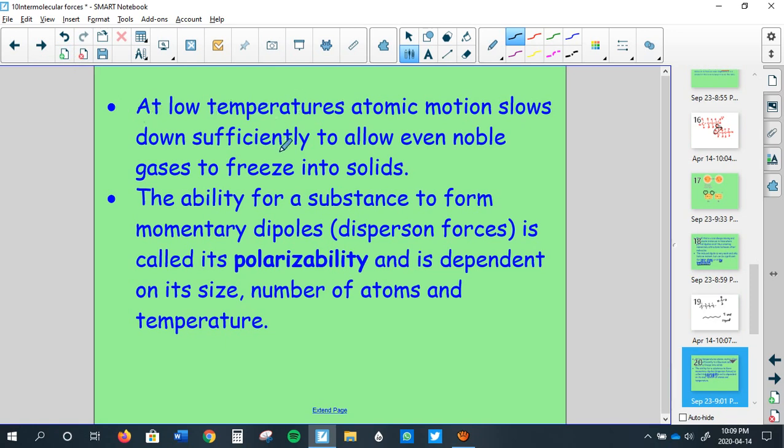Right, we talked about temperature and how that can influence London dispersion forces, and the ability for a substance to form these momentary dipoles. That is referred to as its polarizability. And again, it's dependent on, as we saw, the size of the molecule, the number of atoms it has, and temperature.